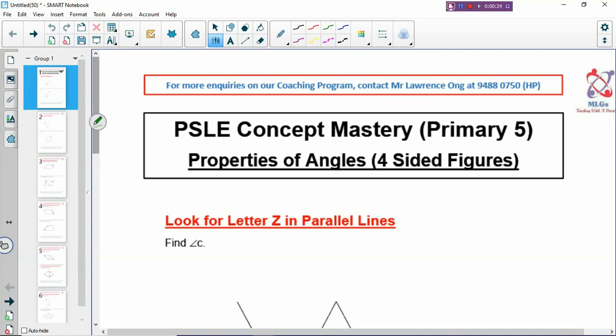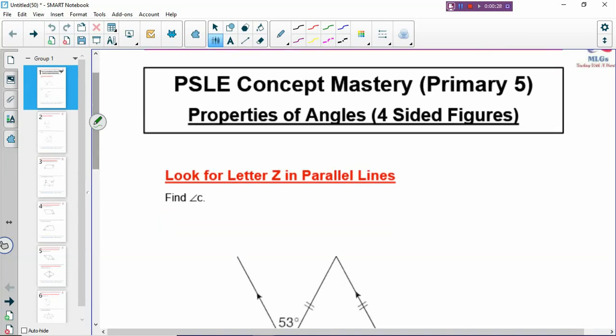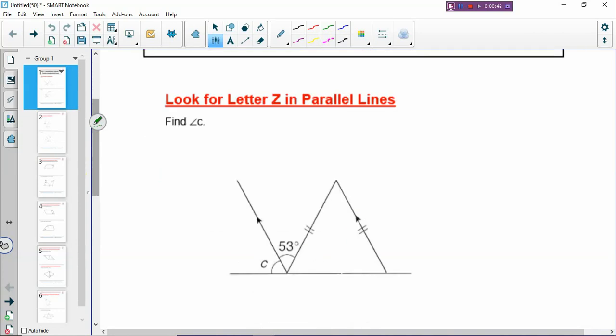So we're going to continue with our angles again, but this time we are going to look at angles in four-sided figures. So what's the lesson here? Now the lesson here is to know the properties, right? To understand and to remember and to memorize the properties so that you can use the properties to solve problems that have angles inside. Okay, so let's look at the first one.